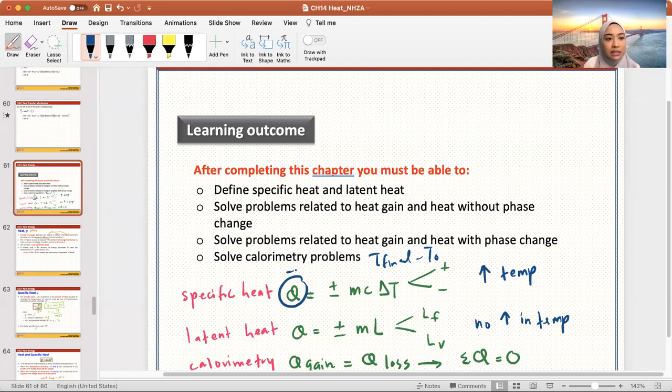Same case for latent heat. When it is negative, it is releasing heat. When it is positive, it is absorbing the heat. This is important because we will see this plus minus Q in chapter 15.